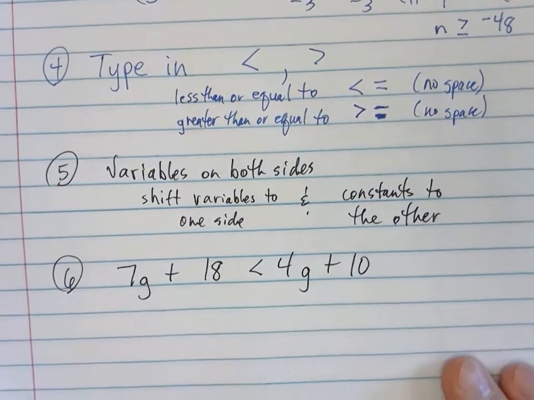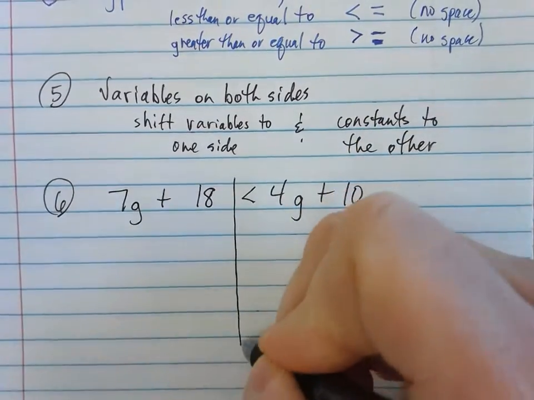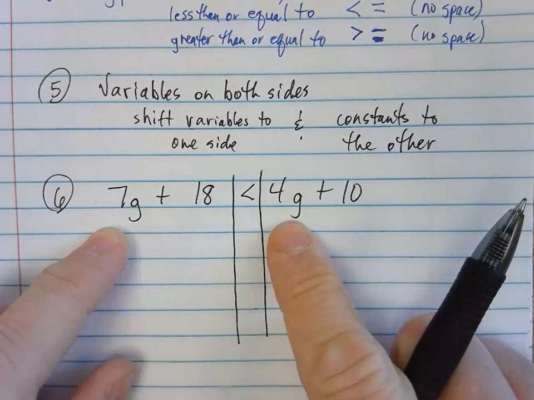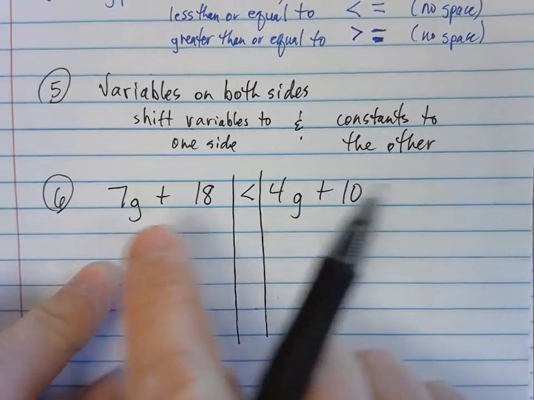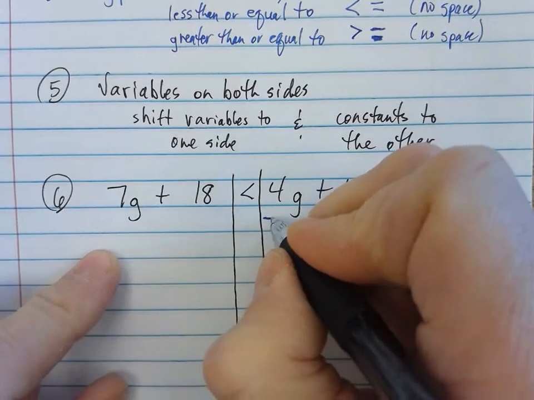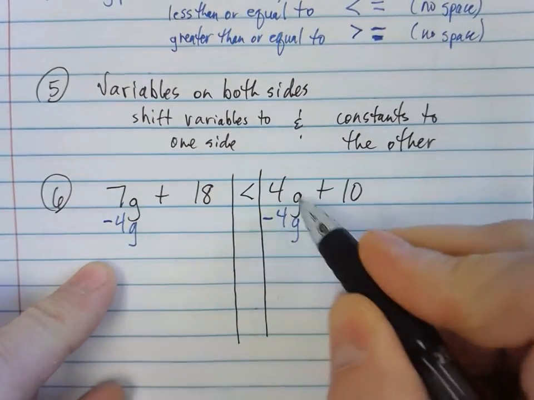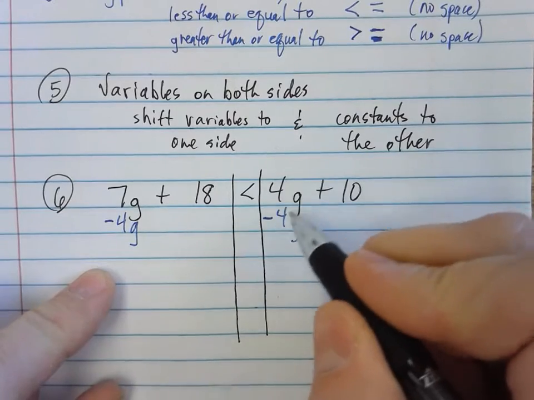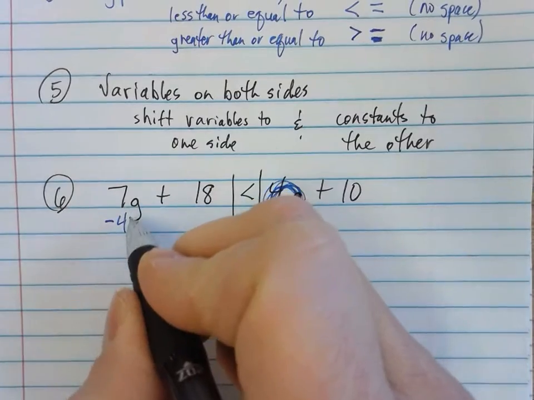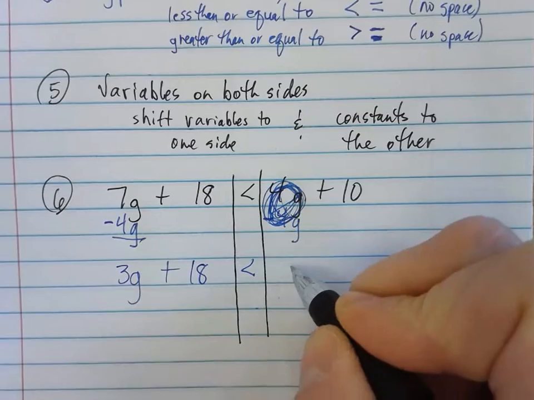Of course, as you may figure, we're probably getting close to having a little quiz on this, so be sharpening up your skills here. Okay, so I see I've got 7G and 4G here. My smart move would be to subtract 4G from both sides first. That's going to leave me with a positive thing over here on this side. So I'm going to do minus 4G on the right and minus 4G on the left. The 4Gs over here are going to cancel out. They make a zero pair. And then 7G minus 4G is 3G. That's 3G plus 18 is less than 10.